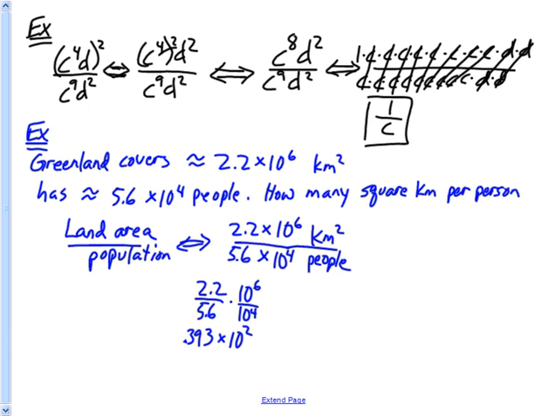0.393 times 10 squared, well, 10 to the 2, so you're going to move that over if you want to look at it in scientific notation, or think about multiplying that 0.393 times 100. You get 39.3. There's about 39.3 or about 39 square kilometers per person in Greenland.